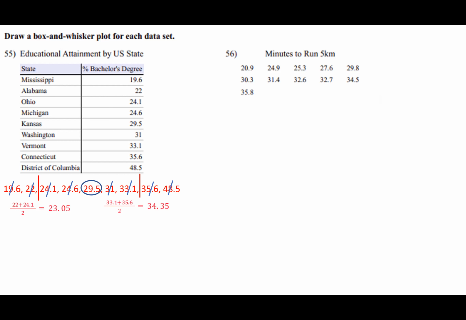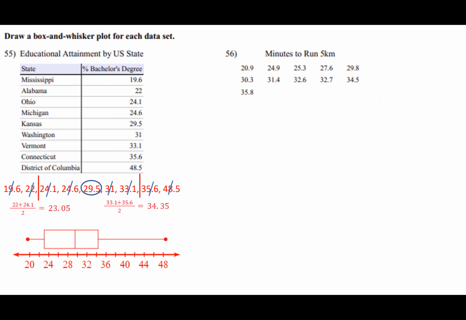So for my box and whisker plot, which is what I'm going to do, I'm going to need the smallest and the largest number. I'm going to need my lower quartile, my upper quartile, and my median, which I have. I have everything. On the number line, this is what I'm going to do.